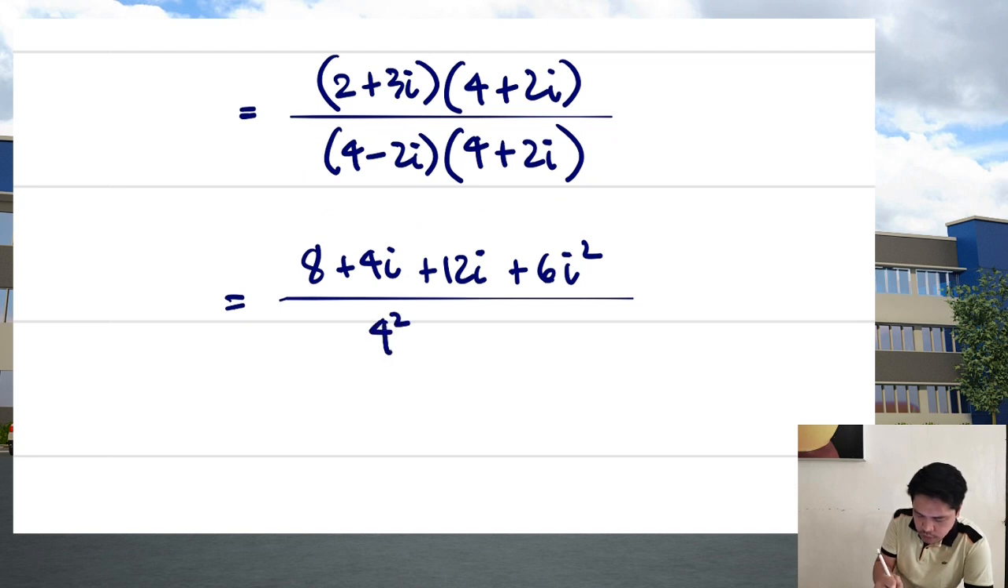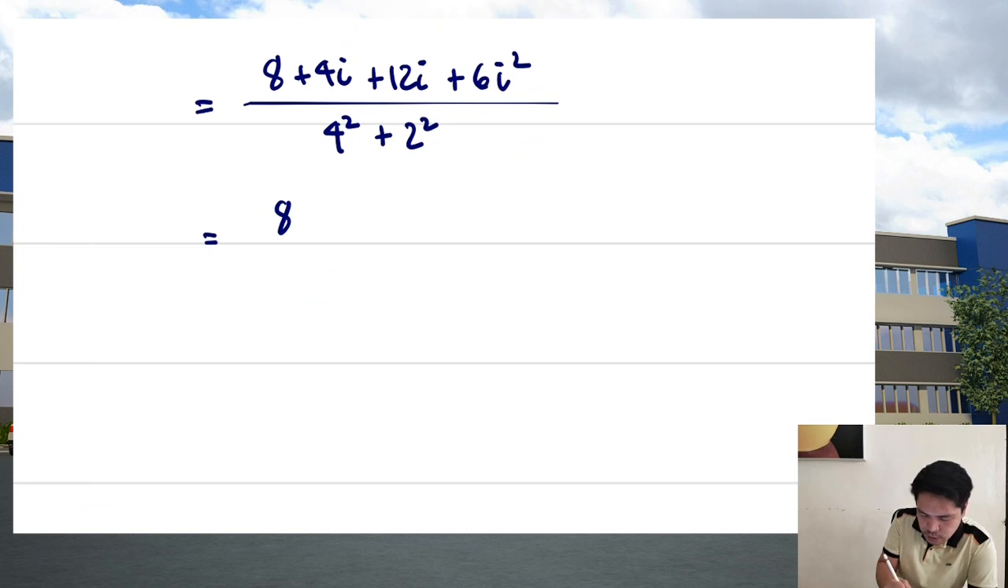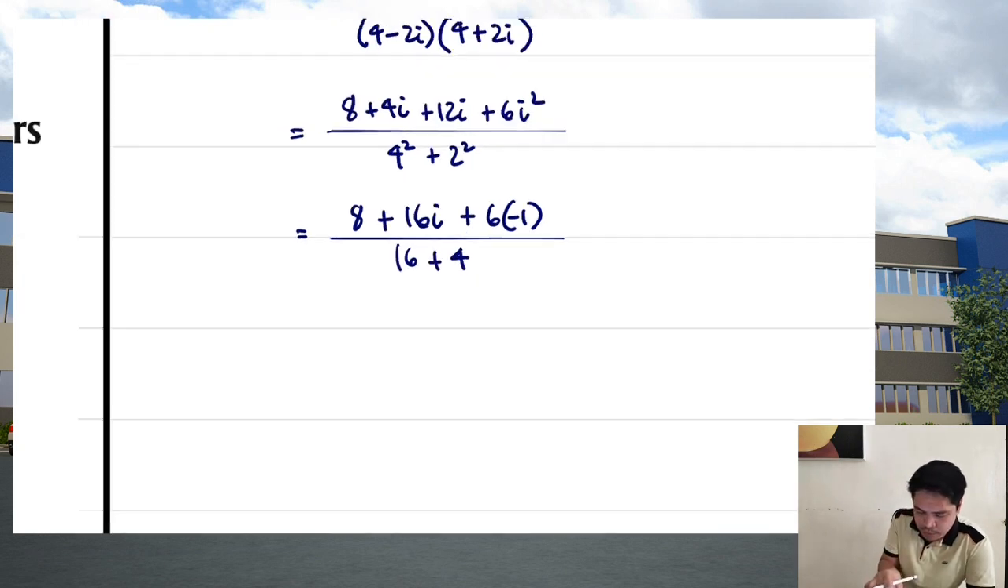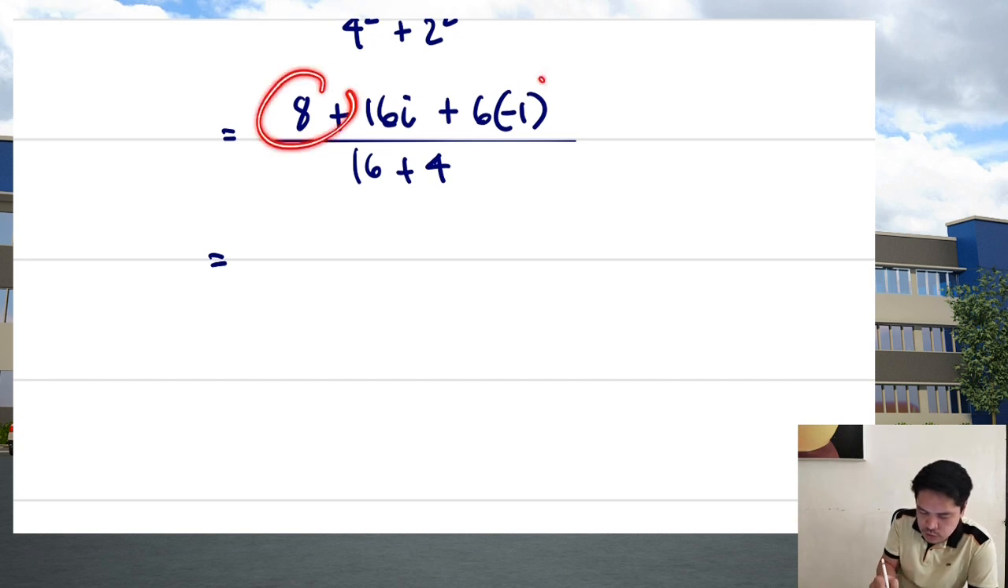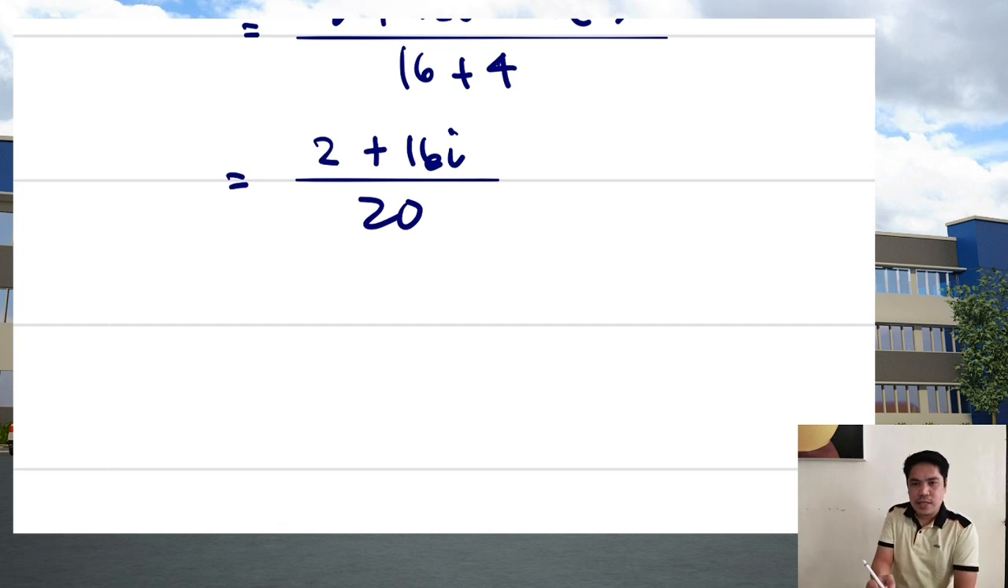Then divided by, again, we know how to multiply complex conjugates. So we'll have 4 squared plus 2 squared. So 8 minus 4i plus 12i, so that would be 8i. 8i plus 6 times negative 1, divided by 16 plus 4. Okay? So, combine these two, we'll have 8 minus 6, so we have 2 plus 8i. Then, divide it by, how about here, that's 20. So we have 2 plus 8i over 20.